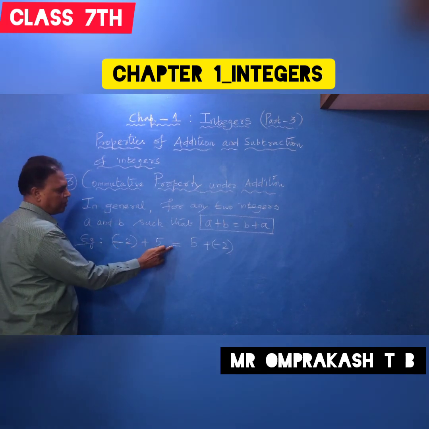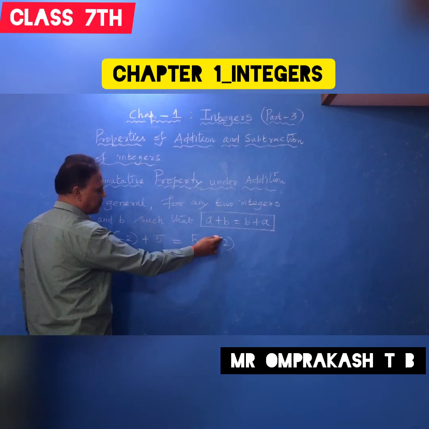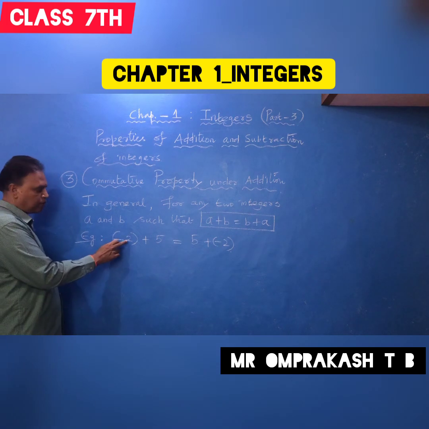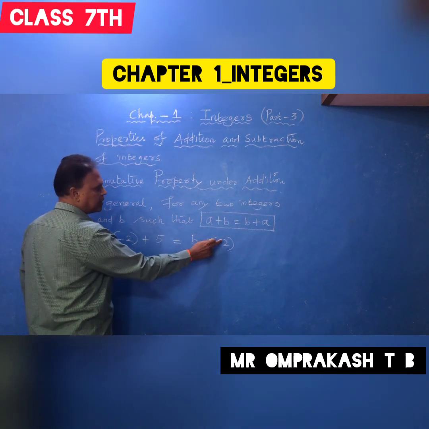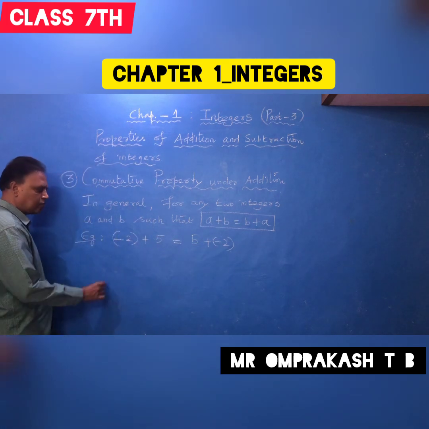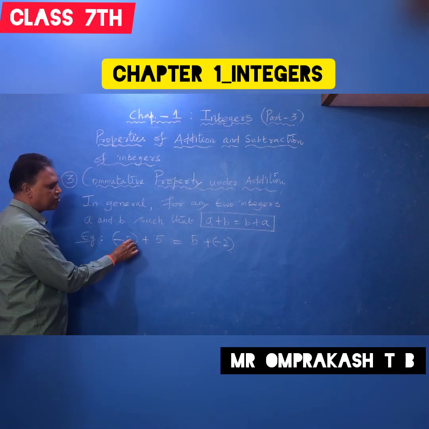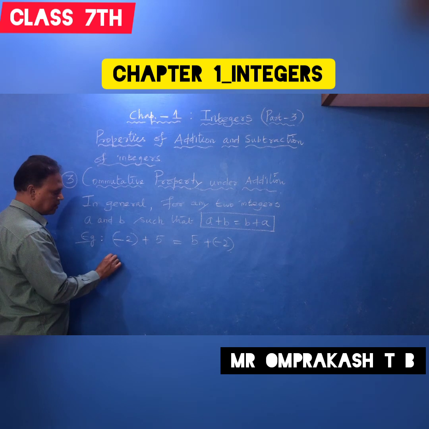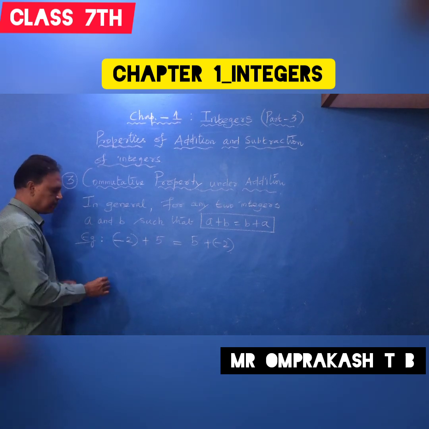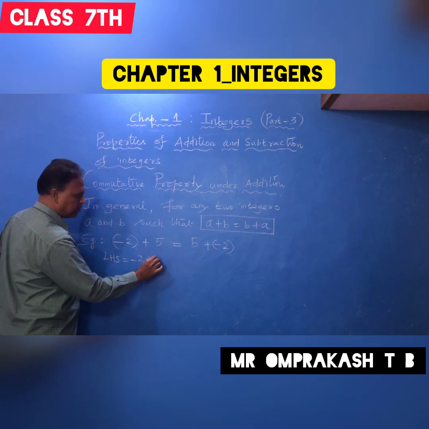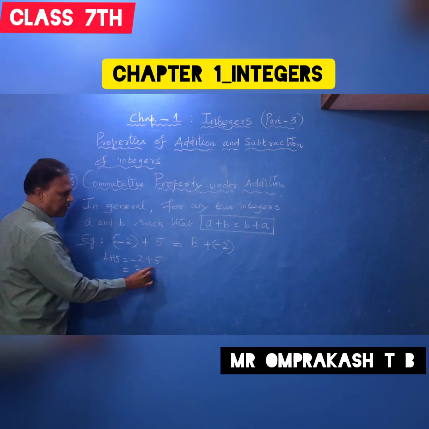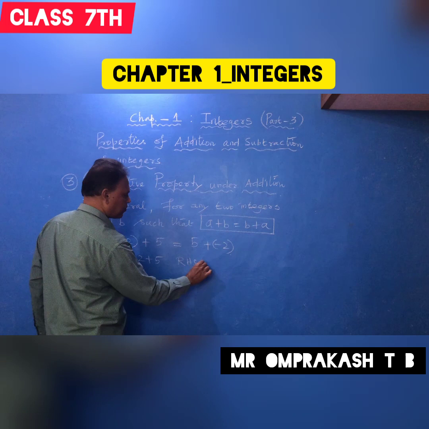Minus 2 plus 5 equals 5 plus minus 2. You have to see. So suppose a is minus 2, b is 5. Clear? That is b plus a. Okay. You can check also. Here, minus 2 plus 5 is how much? The left hand side, how much are you getting? Left hand side you take minus 2 plus 5. How much? 3.